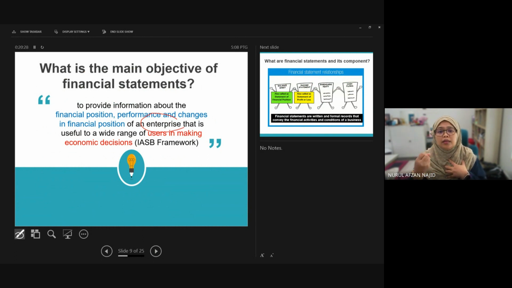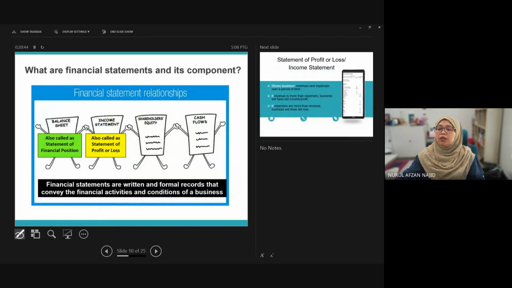So that's why the financial statement sangat penting. That's why accounting is sangat-sangat penting untuk sesebuah business. So that is the main objective of financial statement. Right? So next slide, I will explain about the components. Component. Madam selalu cakapkan financial statement.